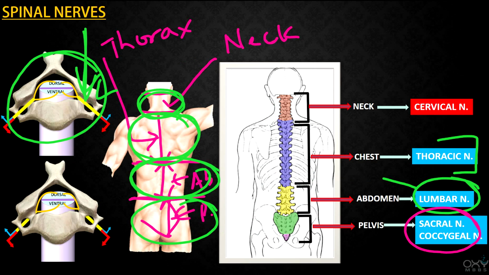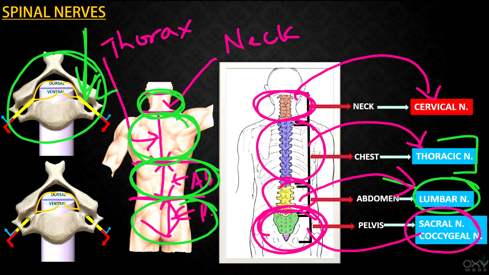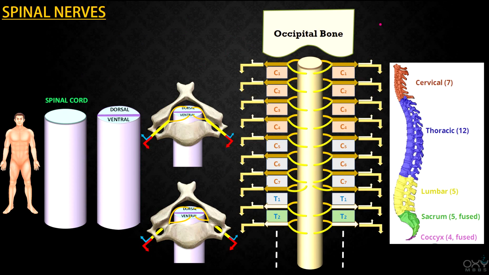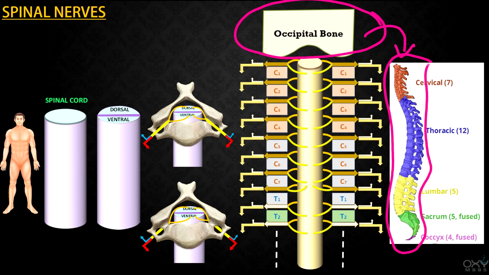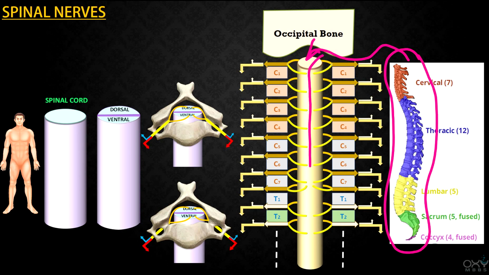So again friends, the spinal nerves of the cervical region or neck region are called cervical nerves. Spinal nerves of the chest region are called thoracic nerves. Nerves of the abdominal region are called lumbar nerves, and the spinal nerves of the pelvic region are called sacral and coccygeal nerves. Now this is our occipital bone, and below it our vertebral column is present. So this is our vertebral column, and within this vertebral column our spinal cord is present. So this is the spinal cord.